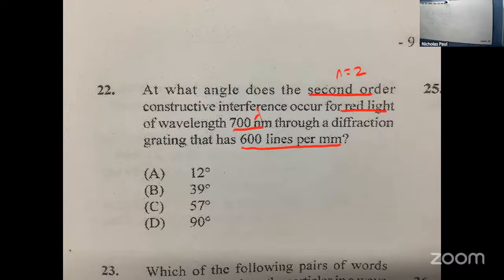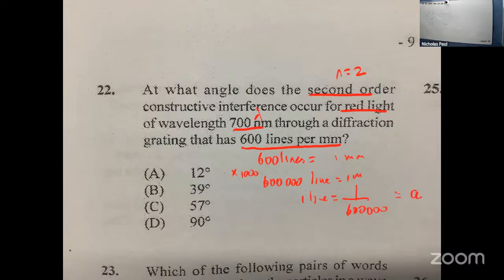Now you have to be careful. 600 lines is equal to 1 millimeter. So what you have to do is take 1 millimeter and multiply by 1,000, right? That gives lines in 1 meter. So you convert the millimeters to meters, and then you find for one line, which is 1 over 600,000, which is the value for a.